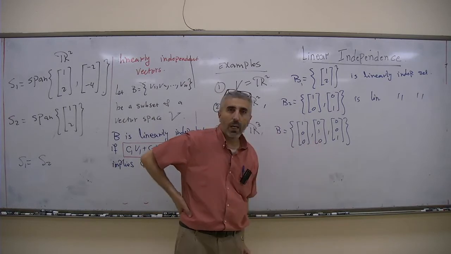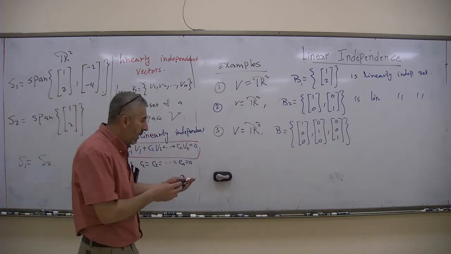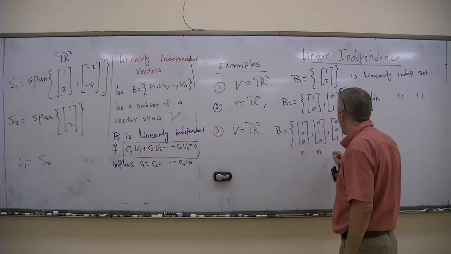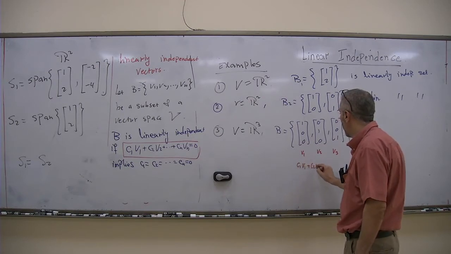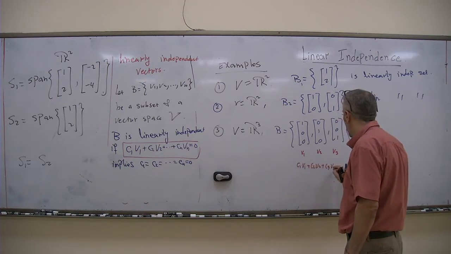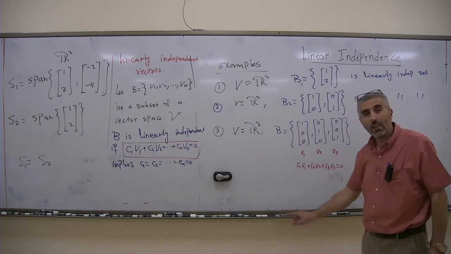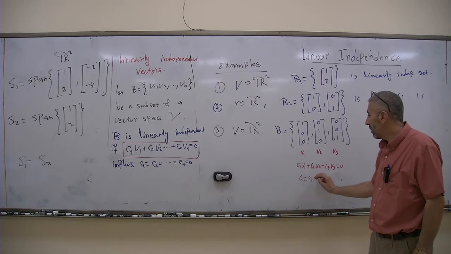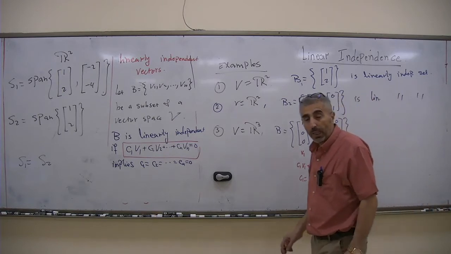Obviously, no. Okay? If you don't want to think about it in this easy way, all you need is to set this up. Call this V1, call this V2, call this V3. So here is C1 V1 plus C2 V2 plus C3 V3 equals 0. Does it have a non-trivial solution? Obviously here, you are going to get C1 equals 0, C2 equals 0, C3 equals 0. Okay?